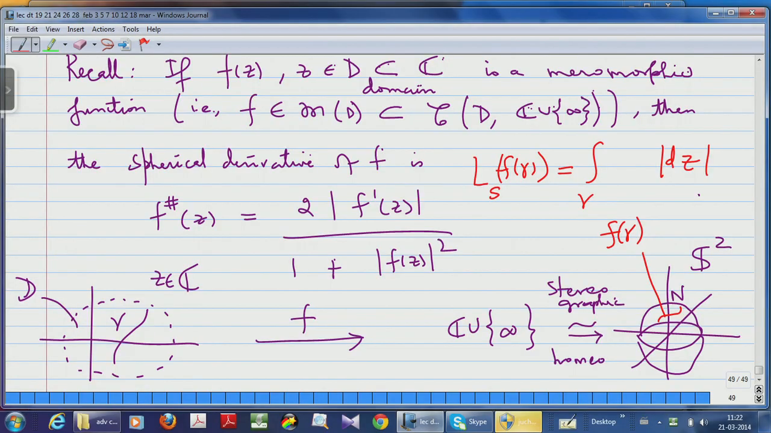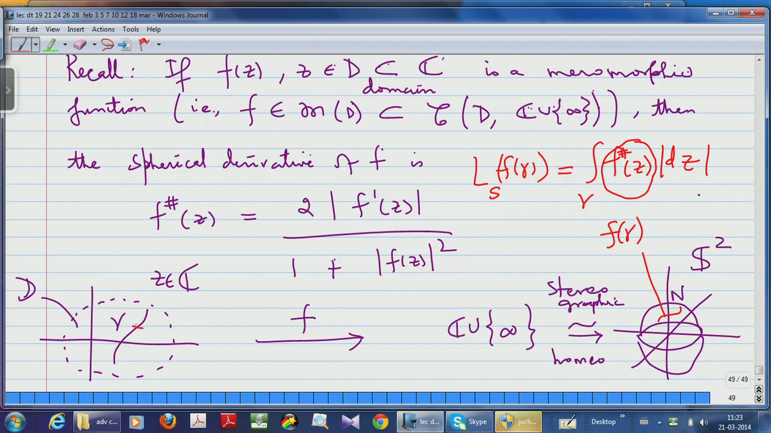But if, instead of doing this, I add the magnification factor given by the spherical derivative, so that means I put f hash of z here, then I will get the length of the image curve on the Riemann sphere. So this is where the spherical derivative is used. If I remove this spherical derivative factor, I will get simply the integral over gamma mod dz, and that is just the length of gamma. But if you put the spherical derivative there, then I will not get the length of gamma, but the length of the image of gamma under f.